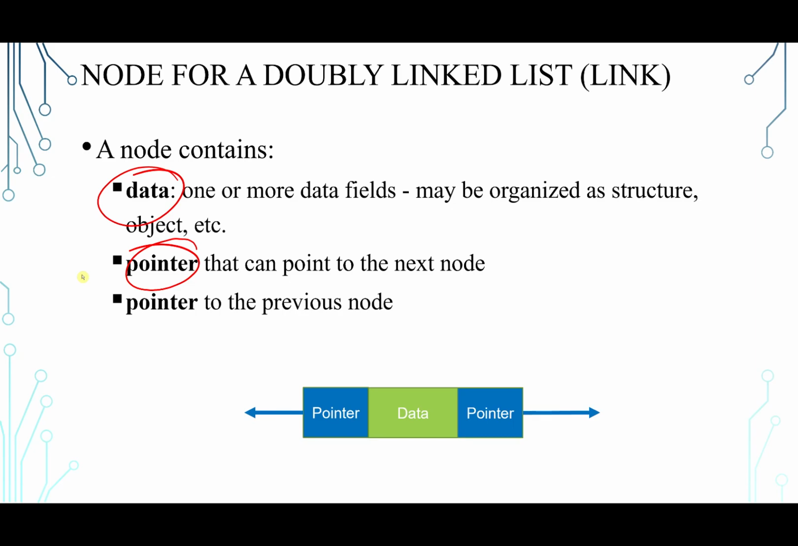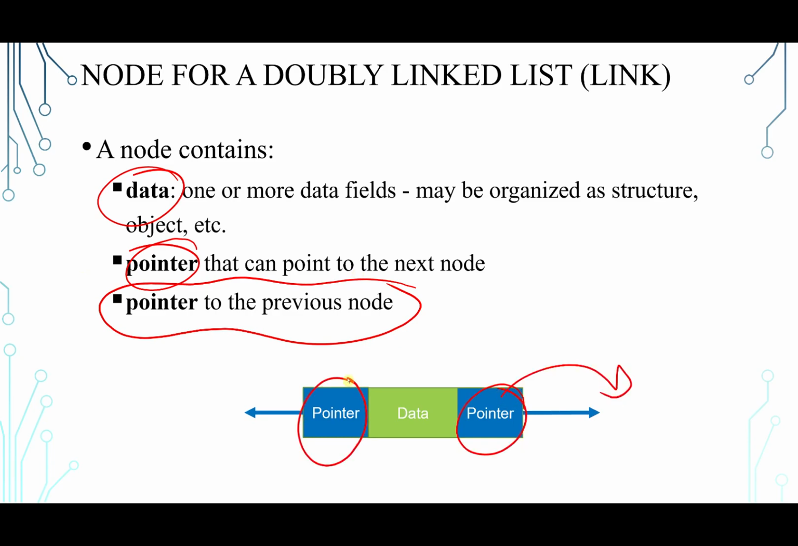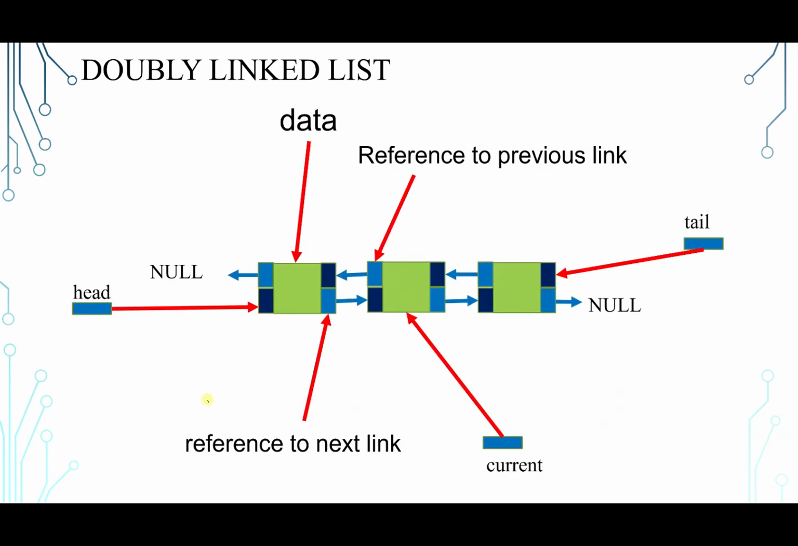The doubly linked list is just going to have one extra pointer. The pointer that points to the previous node. Here's the pointer that points to the next, and here's the pointer that points to the previous, and that's it. So basically, a doubly linked list is going to have dual pointers all the time.